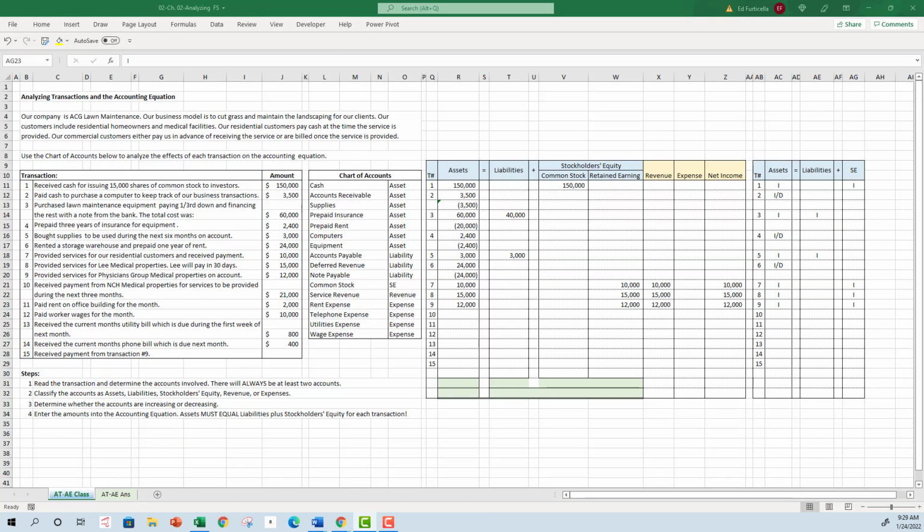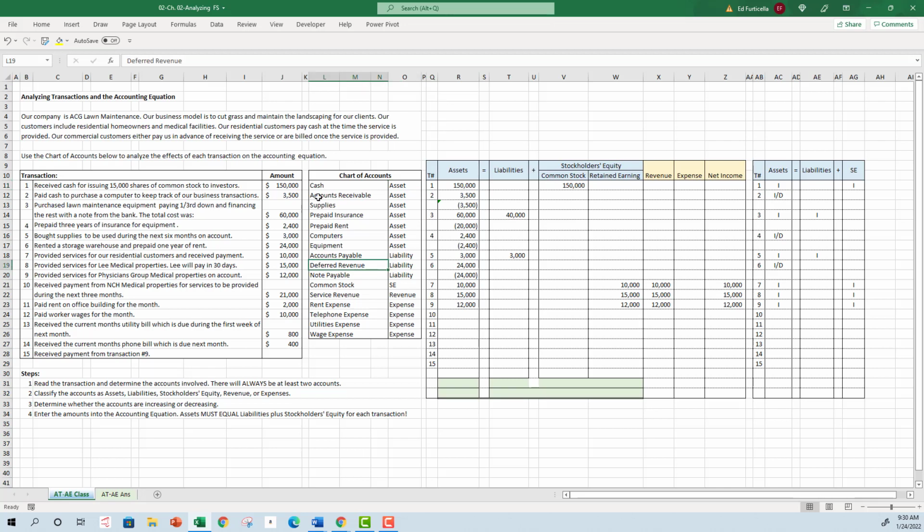Transaction 10 will require a little bit of explanation. In this transaction, we received payment from NCH Medical Properties for services to be provided during the next 3 months. So in this case, our customer is paying us up front. We're receiving money before we've done anything for them. And the amount is $21,000. The two accounts involved in this transaction are cash and deferred revenue. By now you know that cash is an asset. If we're receiving payment, the asset is increasing.